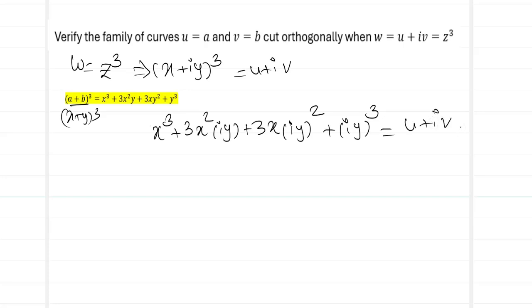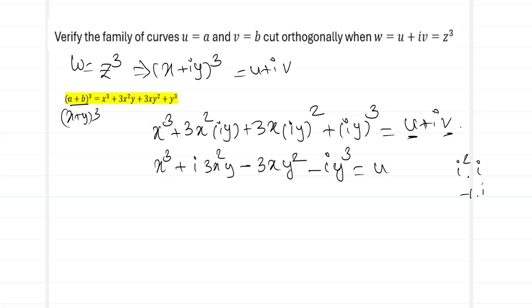So my idea is to get my curves u equal to a and v equal to b. So I have to separate my real part and imaginary part. On expansion, this gives me plus i 3x square y. i square makes it minus 1, so 3x times y square. And this now makes it i cube. i cube is going to be i square times i. i square is going to be minus 1 times i. So this makes it minus i into y cube. So this is my u plus iv.